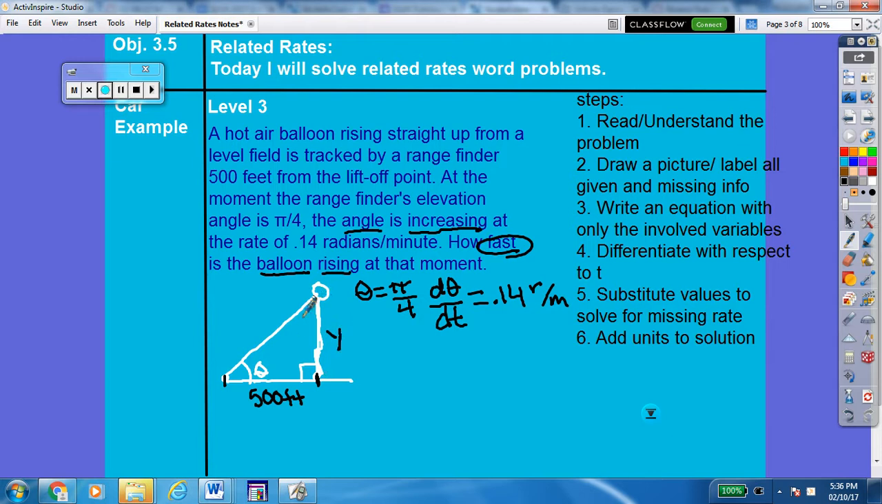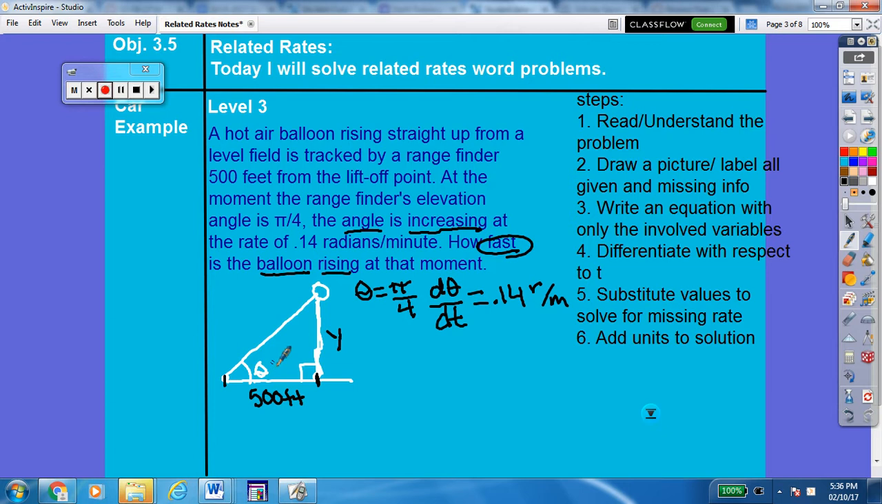Now we could assign a variable to the distance between the balloon and the tracker, but if you look at the problem itself, the problem gave you an angle and it gave you a rate of change of angle. It never said anything about the line of sight. So we don't really have a lot of information about this piece. All our information has to do with an angle. So we're going to try to focus on that because that's the information we were given. It has to do with the rate at which the balloon is rising, which involves y, and this angle.